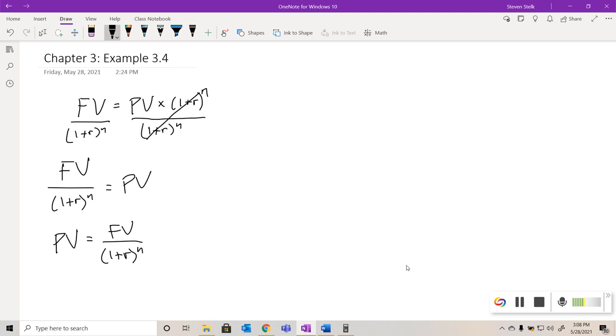Now, you'll notice on the formula sheet, or on the formulas in the chapter, I have it written as future value times 1 over 1 plus r to the n. Now, these two equations are exactly the same. They're the same thing, just written in different ways. I have it written this way on the formula sheet so that we can see the discount factor at work here. We're taking the future value, we're multiplying it by something smaller than 1, and so the present value must be smaller than the future value we're starting with.